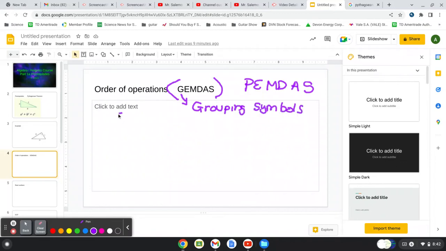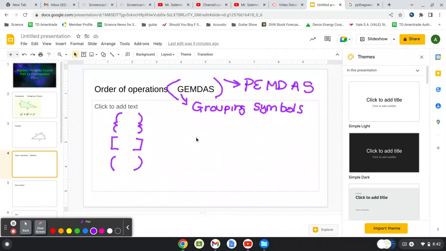So we have the brackets, right? There's our Alfred Hitchcock bracket. We have the brace, and of course we have the parentheses. So that's why we say grouping symbols. I mean, that's why we say GEMDIS instead of PEMDAS, but it's the same concept. So if you go from left to right, this will be the order that you do things in.